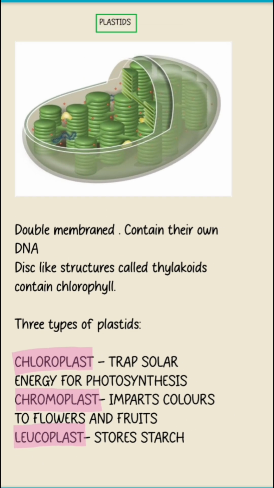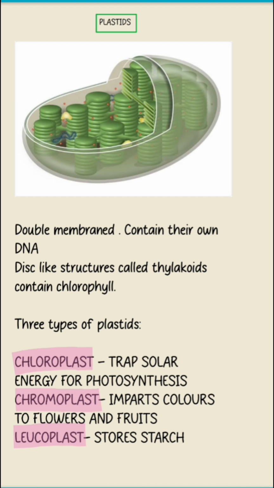Plastid is found only in plant cells, and the diagram over here is a chloroplast. As you can see, it has small coin-like structures and it also has an outer covering. Now let's see its functions. It is double membrane and it contains its own DNA. Like you remember in the first lecture, I told you that mitochondria and plastids are the only organelles which have their own DNA. That's why they are able to replicate very easily.